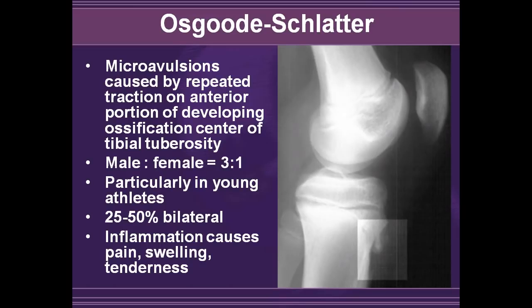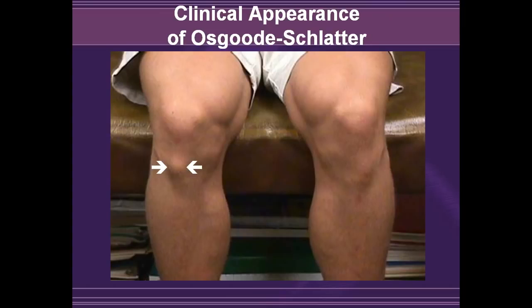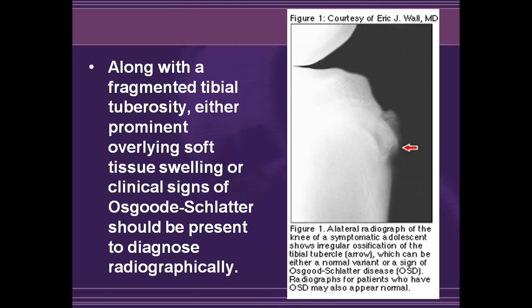Osgood-Schlatters is actually microavulsions of the tibial tuberosity caused by repeated traction on the anterior portion of the developing ossification center of the tibial tuberosity. This is where the patellar ligament inserts. It's more common in males, particularly in young athletes, and 25 to 50% is bilateral. It often presents with inflammation, pain, swelling, and this is a typical appearance of a patient with Osgood-Schlatters disease, where they have these nodular areas over the tibial tuberosity. Along with a fragmented tibial tuberosity, either prominent overlying soft tissue swelling or significant clinical signs of Osgood-Schlatter should be present to diagnose this radiographically.